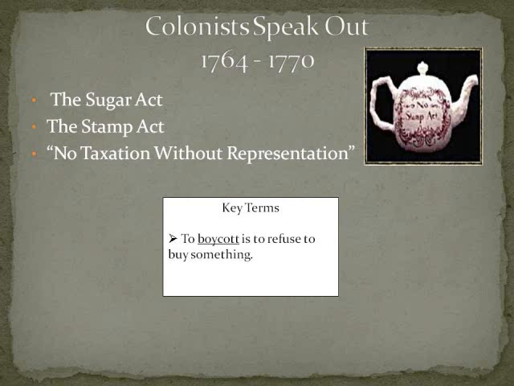Colonists hated the act because they felt it violated their rights, so they spoke out against it. Later, less than a year after the Sugar Act became a law, Parliament passed a new law called the Stamp Act. The Stamp Act put higher taxes on anything made with paper, such as newspapers and legal documents.